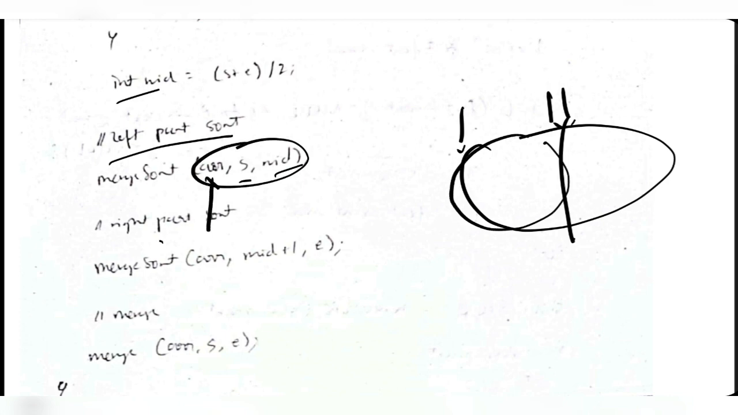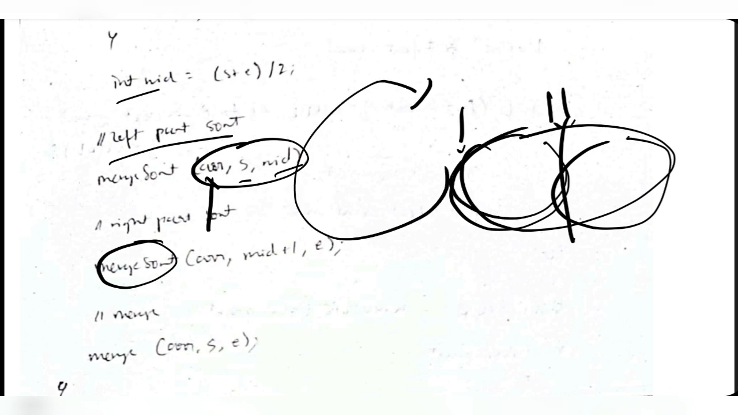Again this will be called recursively, and this part will be getting divided into S and mid, and again S and mid. Okay, I mean mid and end. Again this part will be called and it will be divided by 2. This will happen until this condition occurs when S is greater than E. Okay.